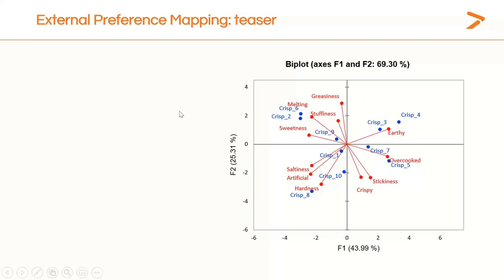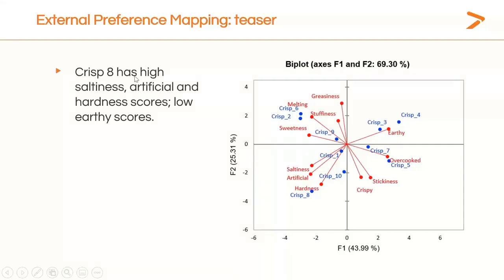What can we say out of this PCA? Let us focus first on crisp number 8, for instance. You see this crisp is in the direction of hardness, artificial, and saltiness, and in the opposite direction of earthy. So crisp 8 has high saltiness, artificial, and hardness scores, but low earthy scores. On the other hand, you have crisps 3 and 4 that have the opposite profile. They have high earthy scores and low saltiness, artificial, and hardness scores.